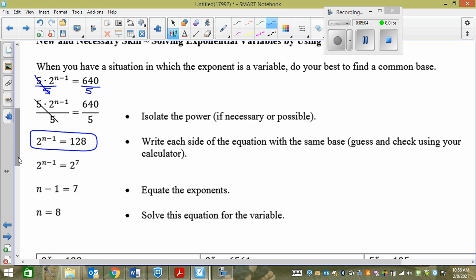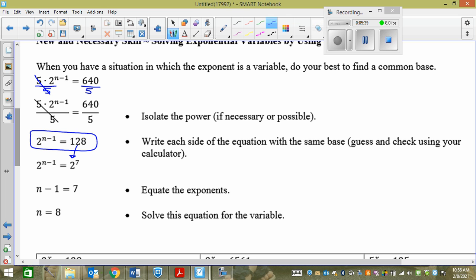So we go 2 to the exponent 3. What's that? 8. Is that 128? No. 2 to the 4. 16. Still not good. 2 to the 5. I get 32. Is that 128? Nope. 2 to the 6 is 64. Try 2 to the 7. Did I get there? So that's why this one here is written as 2 to the 7, because 2 to the 7 is 128.